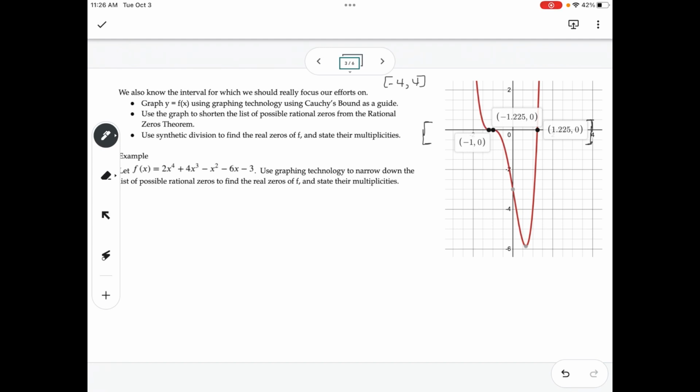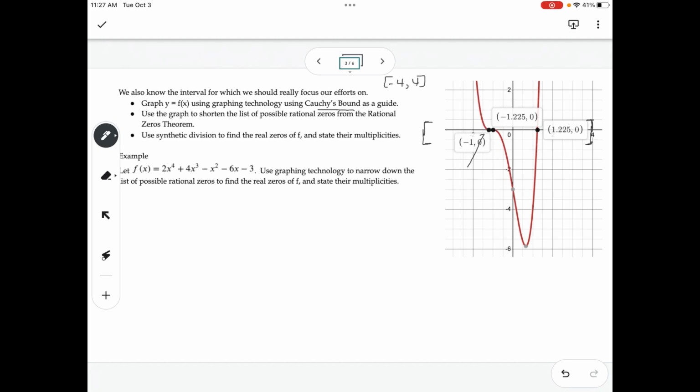So using graphing technology and using Cauchy's bound as a guide, which we just did, we then use the graph to shorten the list of possible rational zeros from the theorem. So we had found that negative and plus 1, negative and plus 3, etc. were all possible solutions. Then we'll use synthetic division to find all the real zeros and their multiplicities if needed. So use graphing technology to narrow down the list of possible rational zeros and then begin.